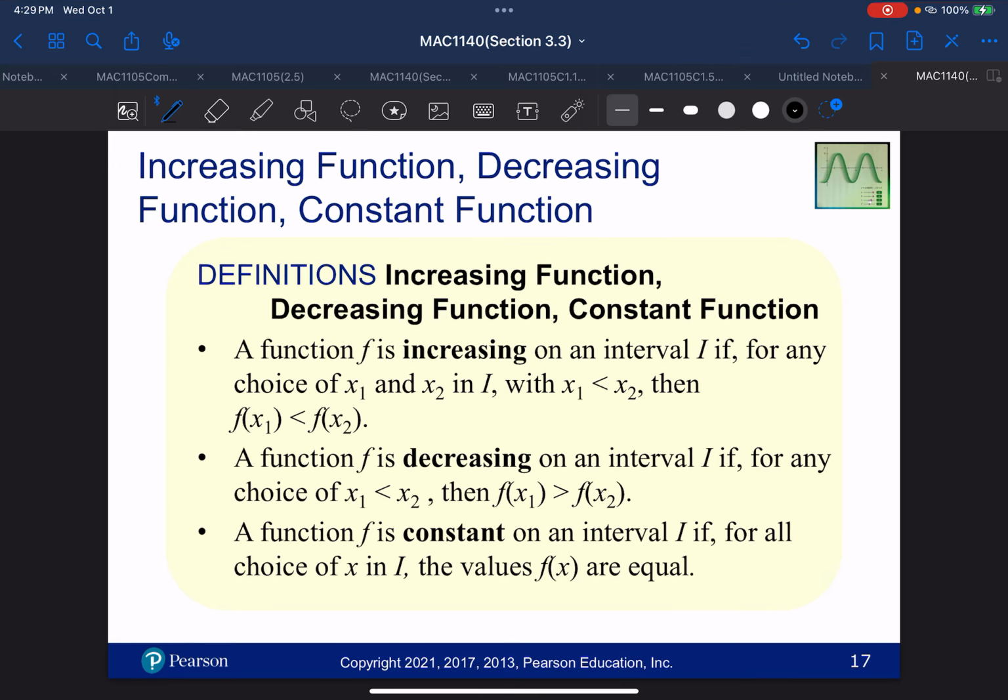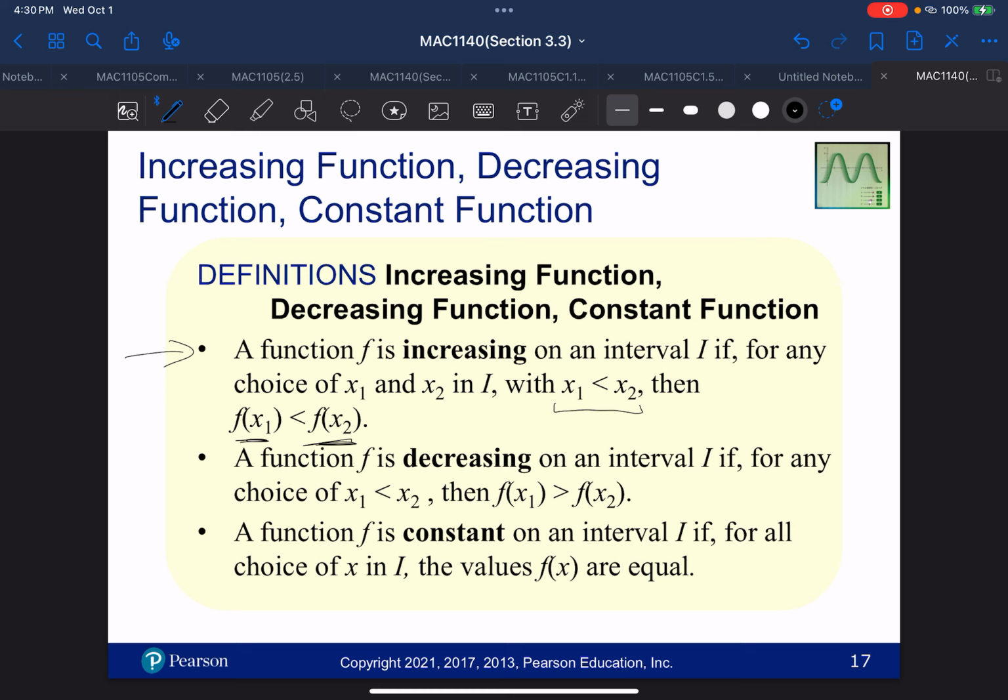All right. So let's talk about how we can tell whether a function is increasing, decreasing, or constant, and on which intervals the function is increasing, decreasing, or constant. So a function is increasing on an interval I if for any choice of x1 and x2 in I, so any values of x in that interval, where x1 is less than x2, then the outputs, f of x1, will also be less than f of x2.